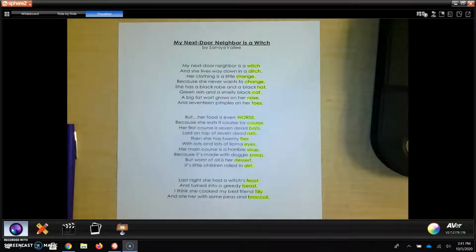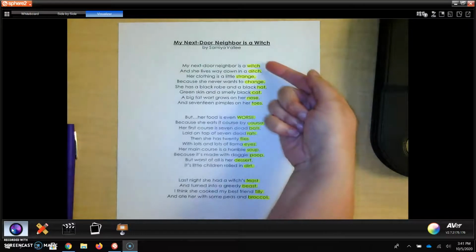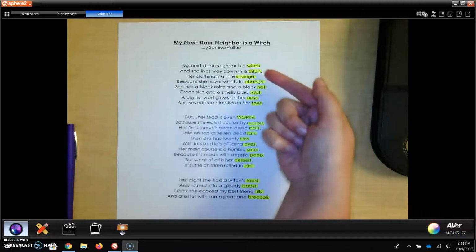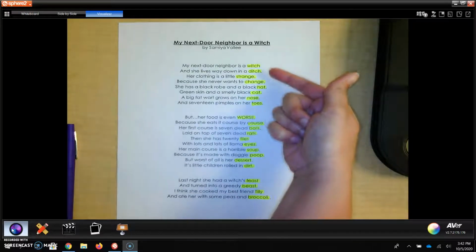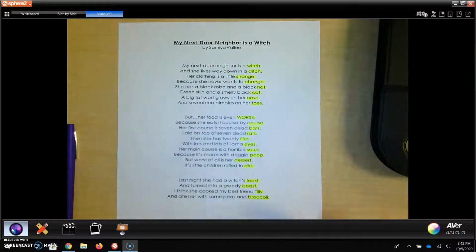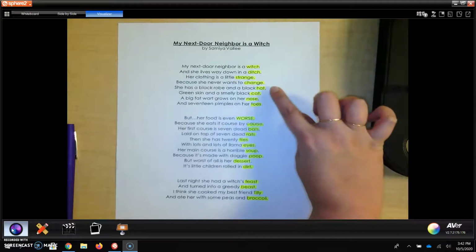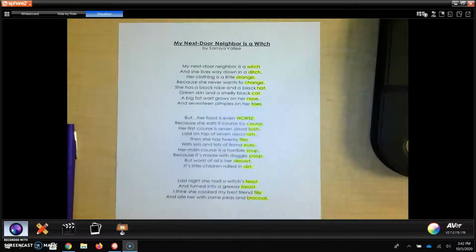The first one was rhyming words. We know a lot of poems have rhyming words in them, so you were looking at this poem and you were identifying all of the rhyming words in it. So I highlighted, you might have circled, but I highlighted all of the rhyming words that I saw, like witch, ditch, strange, change, hat, cat, nose, toes.